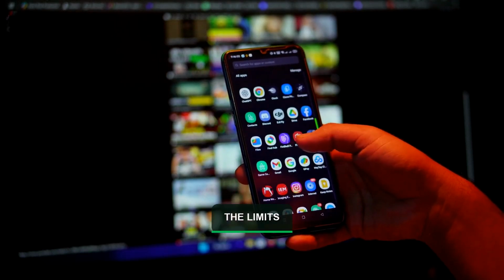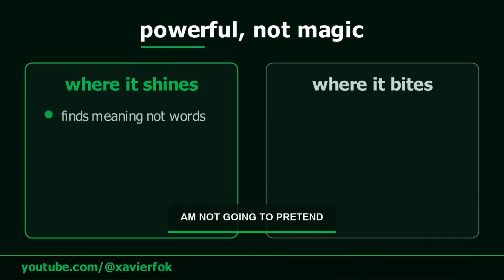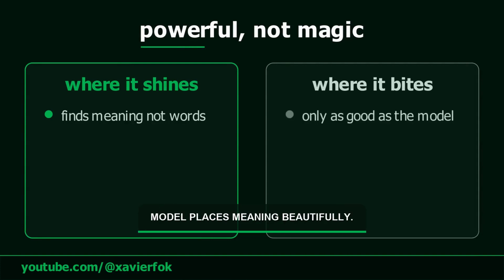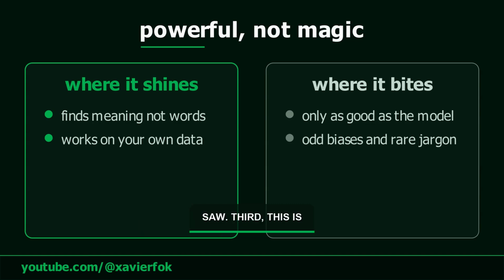Let me be honest about the limits. Now the honest part, because embeddings are powerful, but they are not magic, and I am not going to pretend otherwise. First, they are only as good as the model that made them. A great embedding model places meaning beautifully. A weak one smears things together, and your search gets fuzzy. Second, the model has a point of view baked in from whatever it was trained on, and it can carry odd biases or just plain miss the meaning of very specialized jargon it never really saw.